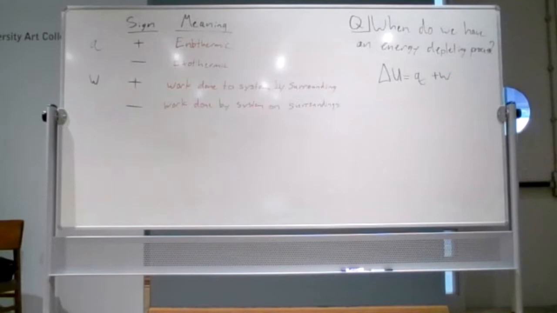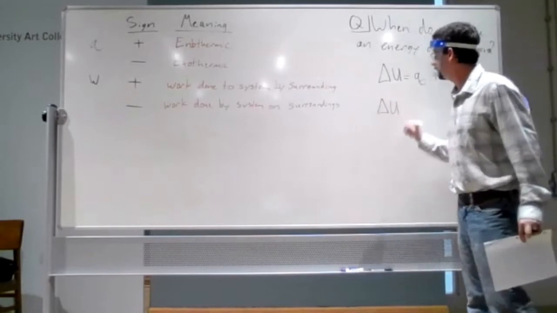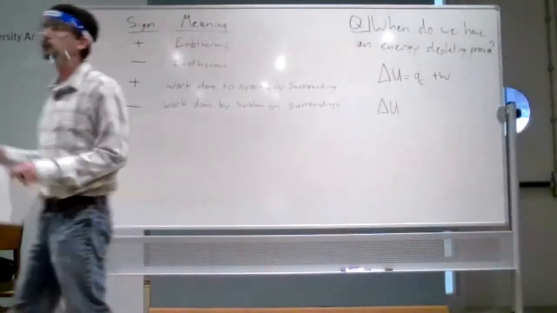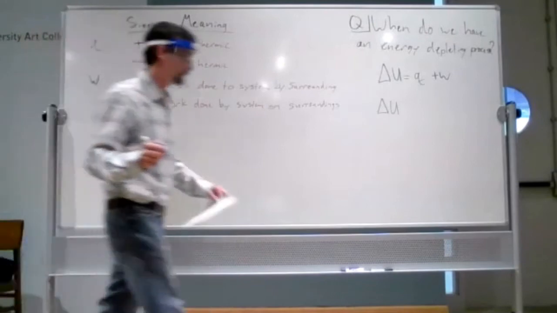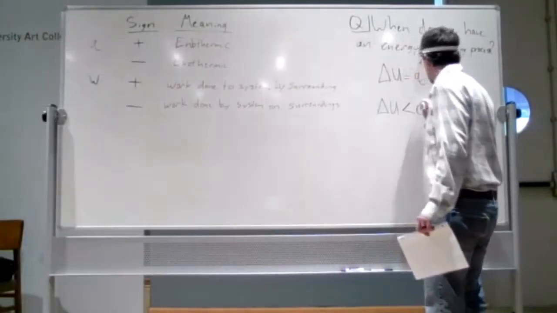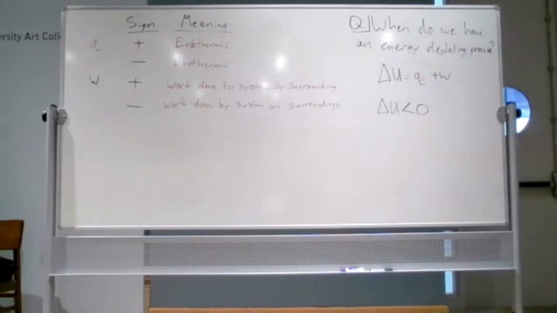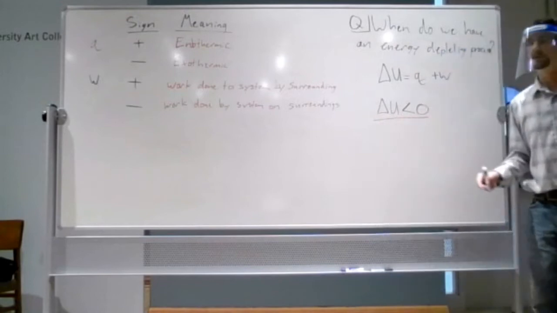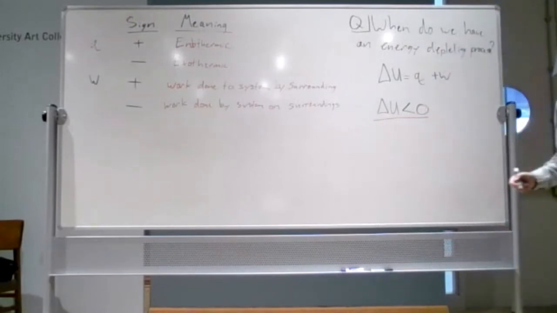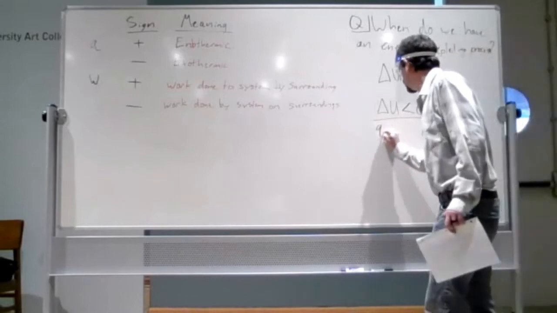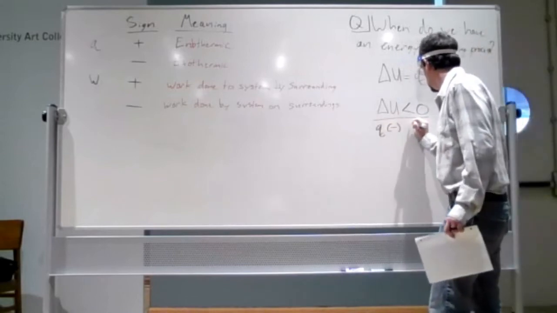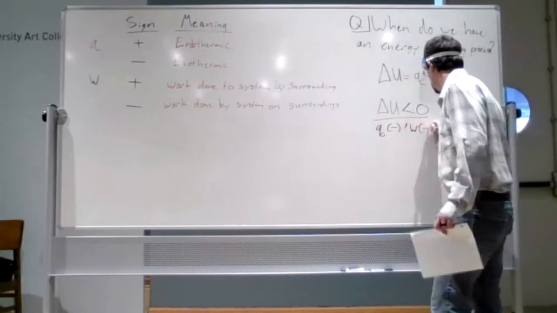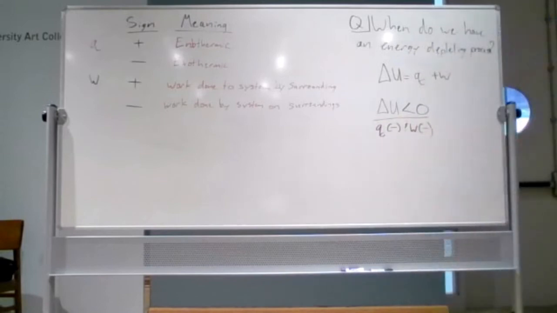All right, now let's consider we have an energy depleting process. What does that mean about the value of delta U? Greater than or less than 0? Less than 0, because it has to be a negative value, right? Okay, under what conditions are we going to have a negative delta U? Yep, that's one instance. Q is negative and work is negative. Is that the only situation? No, give me another one.